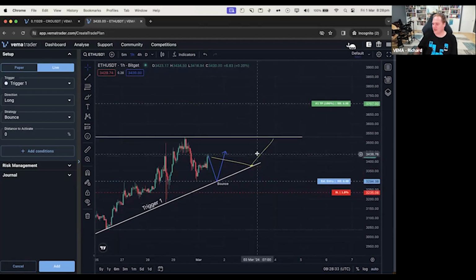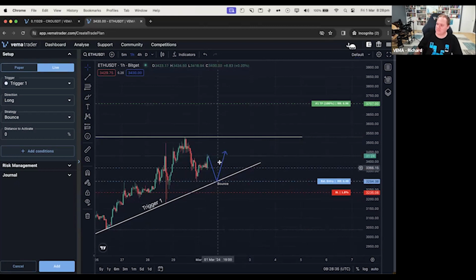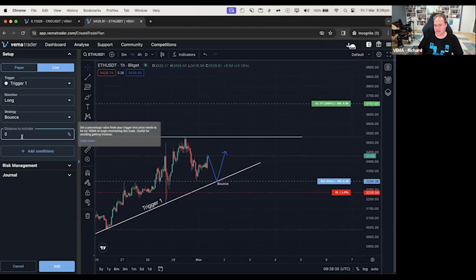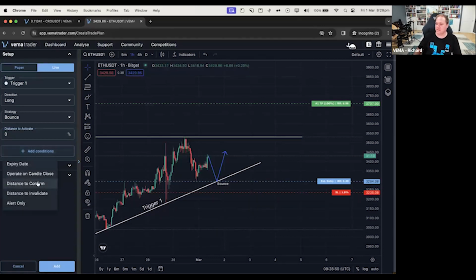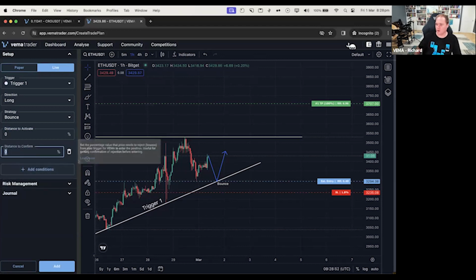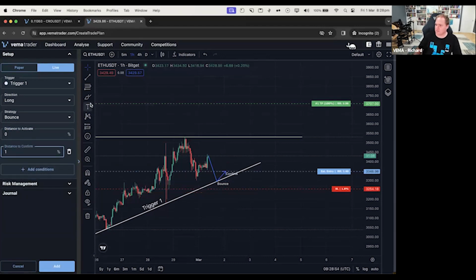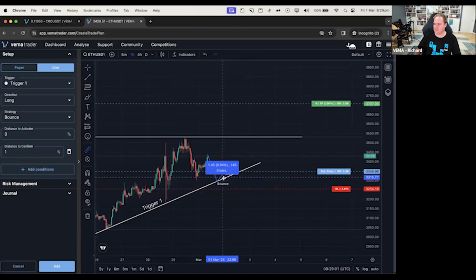I'll get rid of this part and I'll get rid of this part. So now we've got this set up here, the regular, hey, we've got a distance to activate. Let's follow that. A distance to activate of 0. So price must touch the trigger, which it has done, that's how we got the uptrend. If I add a condition here of a distance to confirm of 1%, what's my stop loss going to be now? It's going to actually be 3%, because it's 2% from the other side of the trend line. And also our entry is now 1% above the trigger.